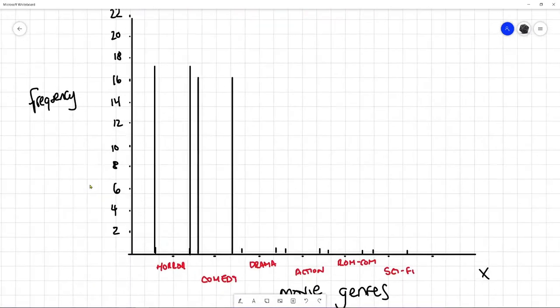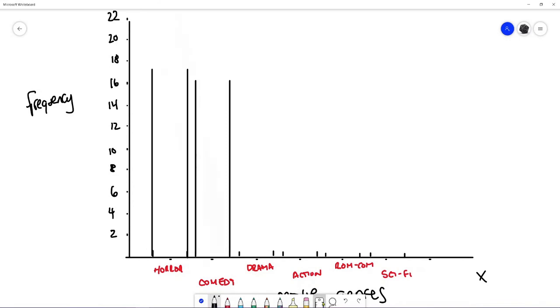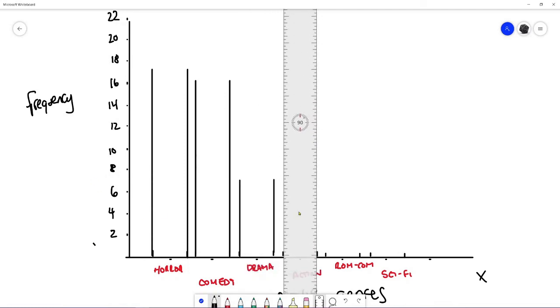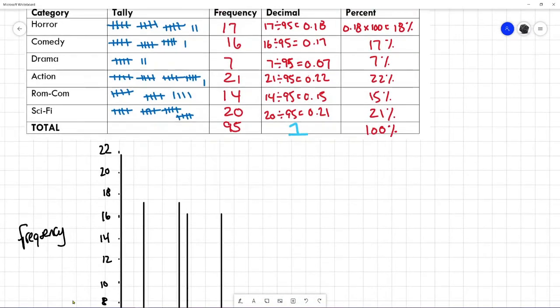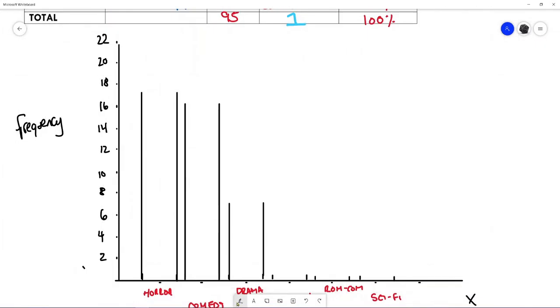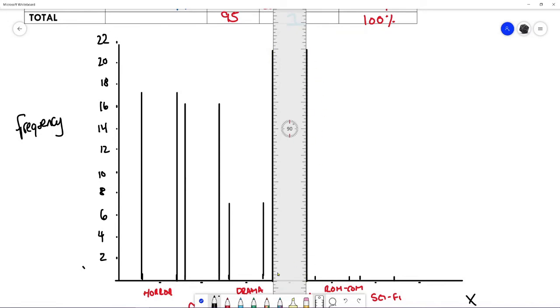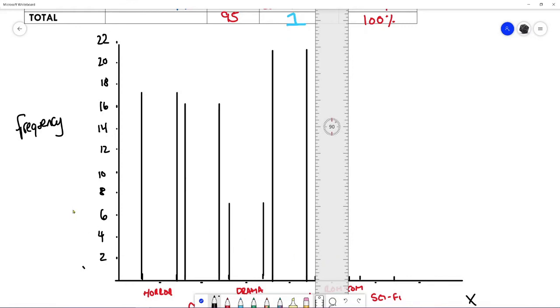Drama is 7, so it's a lot less. So I'm going to go to 7. Again, I'm keeping my ruler in between the spaces so I can easily draw my lines. So 6 is here, 7 is here. I'm getting as close as I can. I want this to be as even as possible. So I got to go to action next, and action is 21. That's our big one. So let's get a ruler. 21 is all the way up here. Perfect.